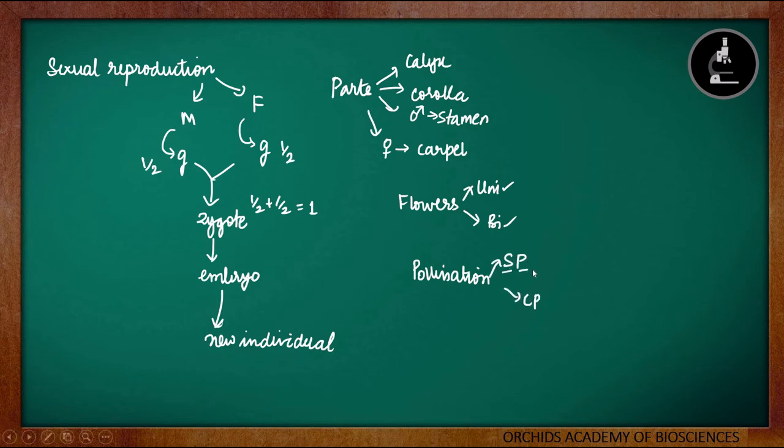Self-pollination is same plant. So if there is a transfer of pollen grain from the anther to the stigma of the same flower, or two flowers on the same plant, it is self-pollination. Whereas if there is transfer of pollen grain from anther of one flower to the stigma of another flower on two different plants belonging to the same species, that is cross-pollination.